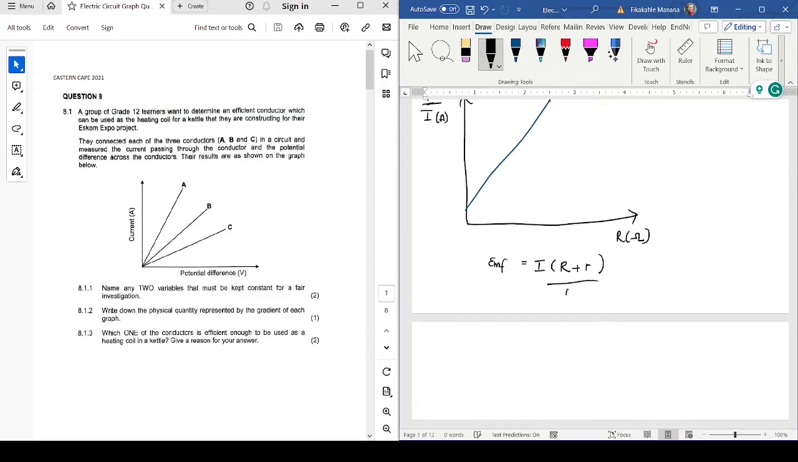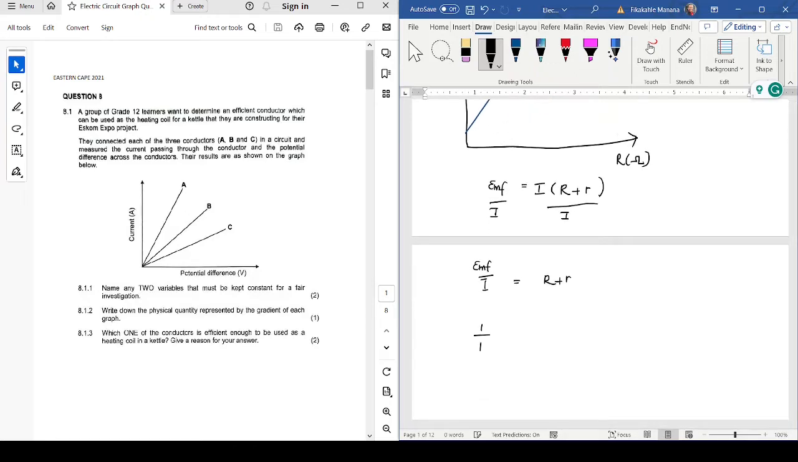So basically I would divide by I both sides, and then I have EMF over I. All right, and that's equal to external resistance plus internal resistance. And what if I divide it by EMF? If I divide by EMF, I would have 1 over I, which is equal to 1 over EMF multiplied by external resistance plus internal resistance.